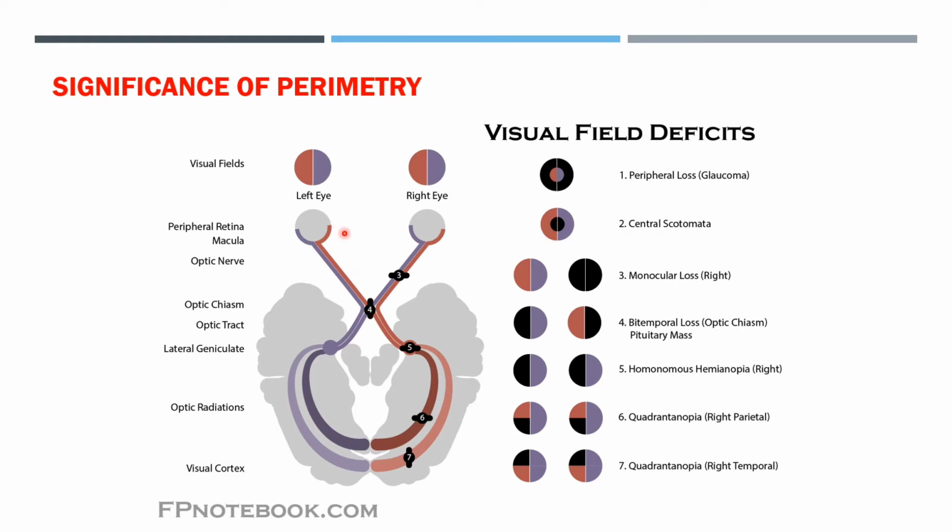it will result in temporal field of vision loss. So that is why it is known as bitemporal hemianopia, or it is also known as heteronymous hemianopia, because a different field of vision is lost from each eye. So it is called either heteronymous hemianopia or bitemporal hemianopia.